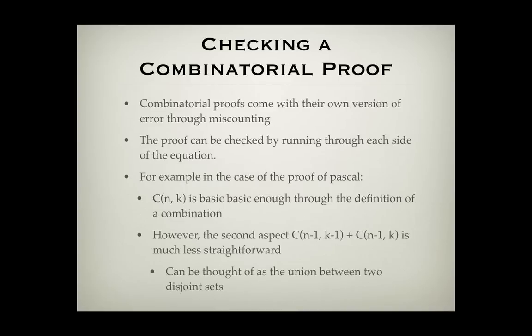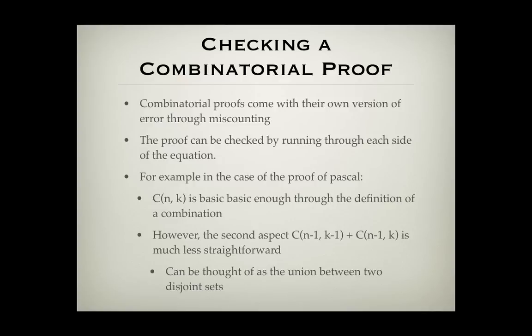Checking combinatorial proofs. Combinatorial proofs come with their own version of error through miscounting. The proof can be checked by running through each side of the equation. For example, in the case of a proof of Pascal's theorem, choosing k from n elements is basic enough, going through the definition of a combination. However, the second half of the equation is more complex. The second aspect, choose k-1 elements from n-1 elements plus k from n-1 elements, is much less straightforward.